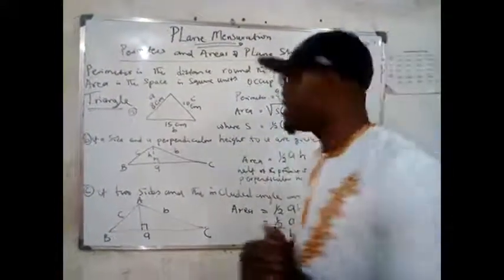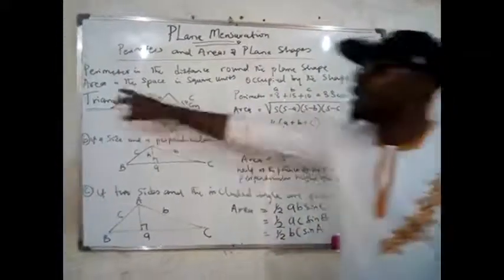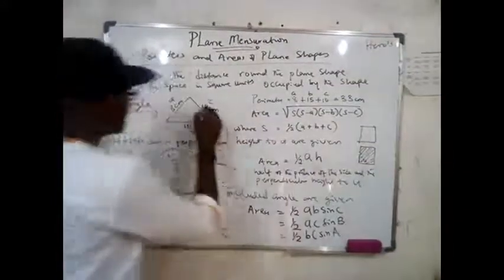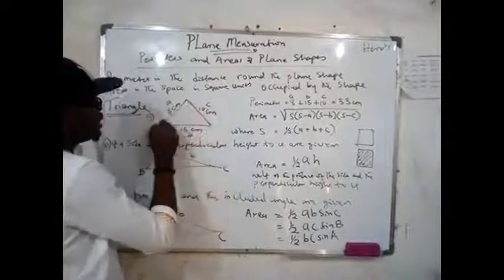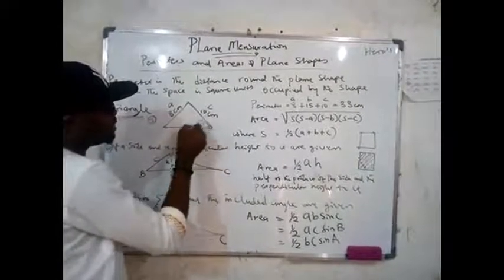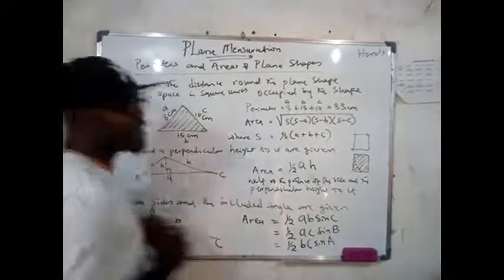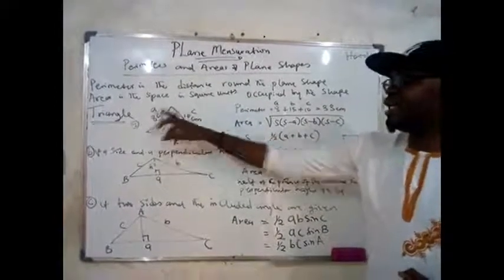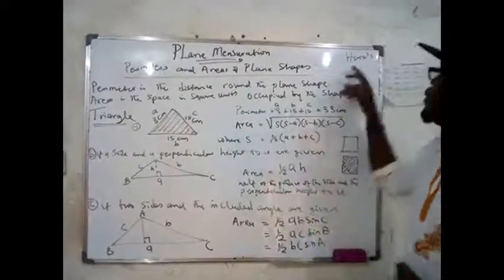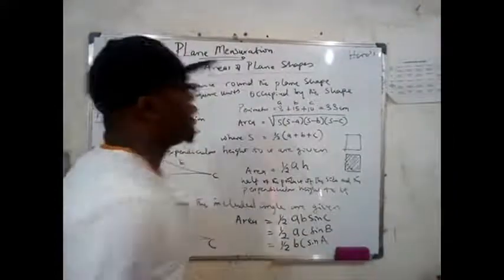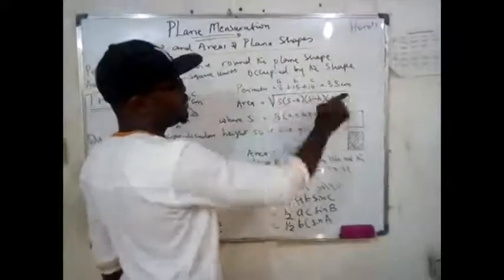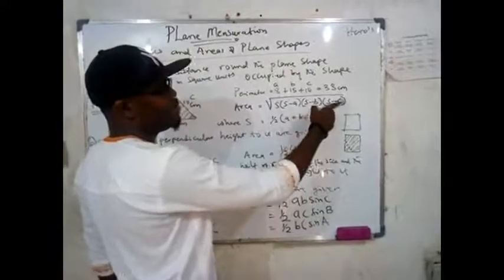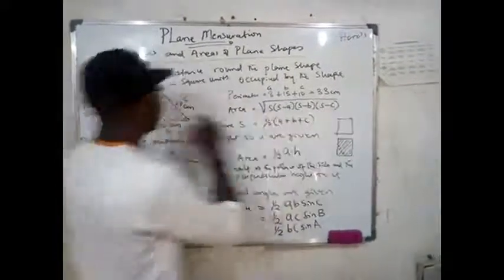Is that clear? Now let's look at the area of a triangle. Area is the space, this physical space. Let me indicate. This is the perimeter, this side, this, and this. Whereas area is the space that the triangle is actually occupying. Is that clear? So how do we calculate it? If we are given these three sides, A, B, and C, you use what we call Hero's formula. It says that area is simply the root of x, bracket x minus A, bracket x minus B, bracket x minus C, where A, B, C are the sides. Is that clear?